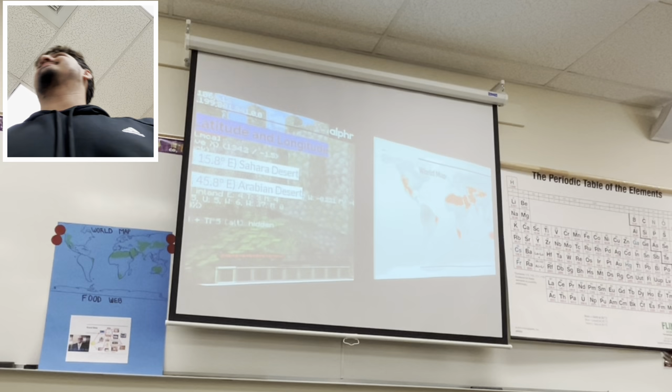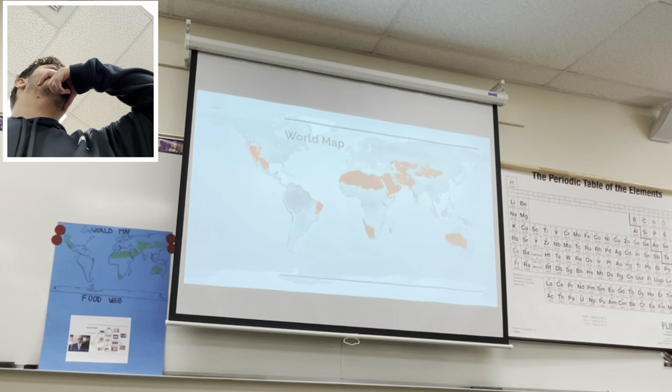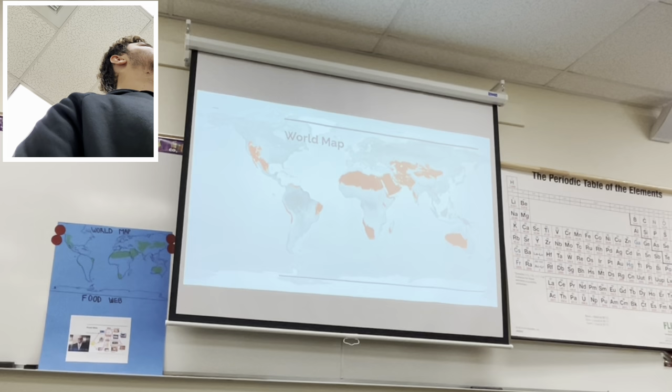Okay, so this is a world map of all the desert biomes in the world. Here we go.